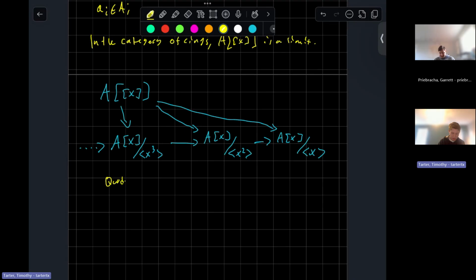So noting that these structures, these are quadratic polynomials. These are linear polynomials. These are constant polynomials. Right. So basically like that when you're looking at the ideal there.